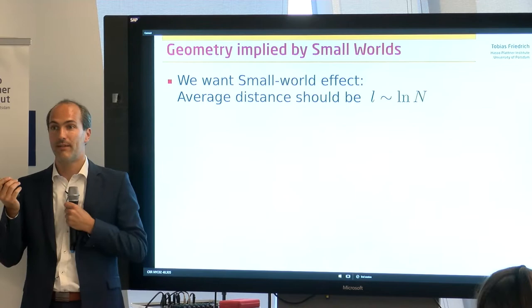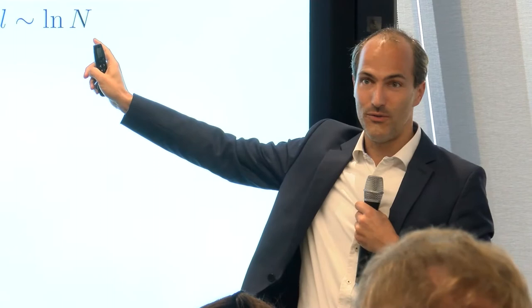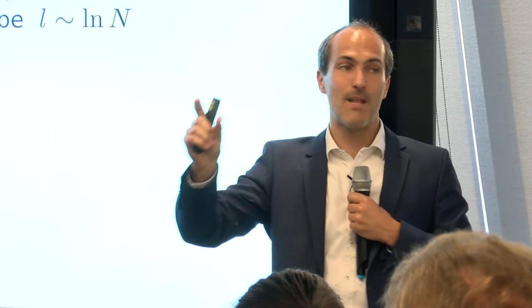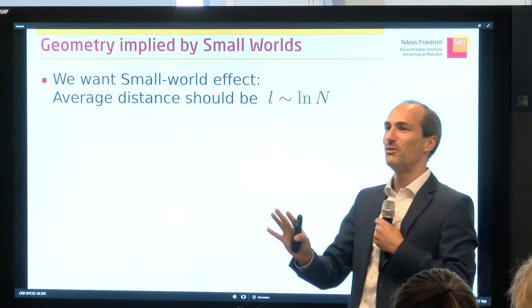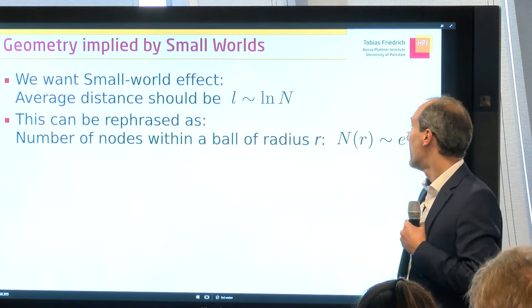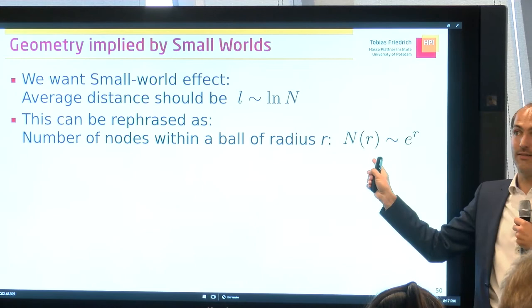And for this, let's just assume one thing. We say that the average distance should be small. And if you have taken any computer science core course, then small typically means logarithmic. So say n is the number of nodes of your network, and l is the average distance between two random nodes. Then you want that this average distance is small, which means the average distance is somehow proportional to the logarithm of the number of the nodes. Okay? Shout out if you have a problem with this assumption. And if you accept that assumption, then you can rephrase this that the number of nodes within a ball of radius r is exponential in the radius. This is the same as this, right? You just have the exponential.